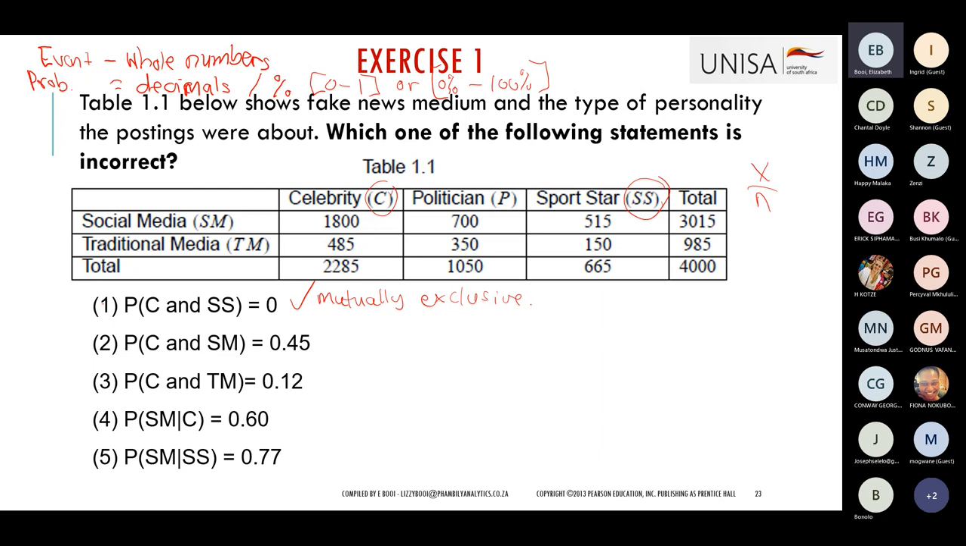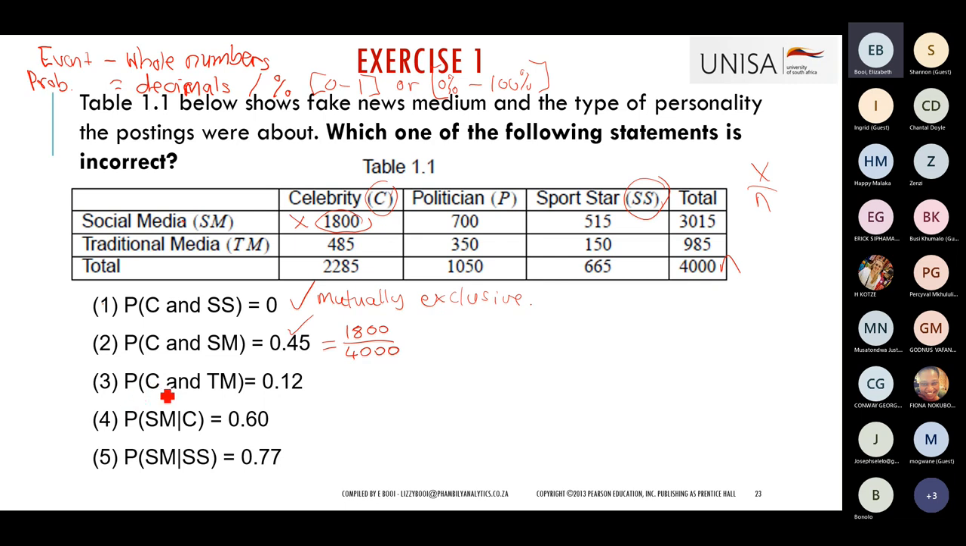What about the probability of C and SM? C and SM, the event X and the grand total. So calculate the probability of C and SM. So that will be given by 1,800 divided by 4,000. And what is that probability? It is 0.45. Okay. So therefore, that is also correct.